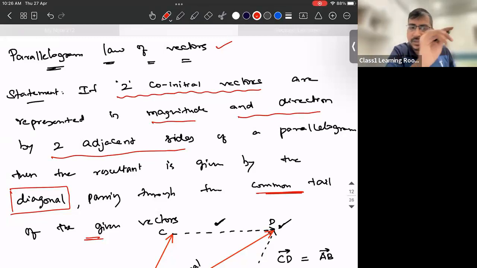Are you able to understand? So that is the meaning. The resultant is given by the diagonal passing through the common tail of the given vectors. Okay, first write down the statement.